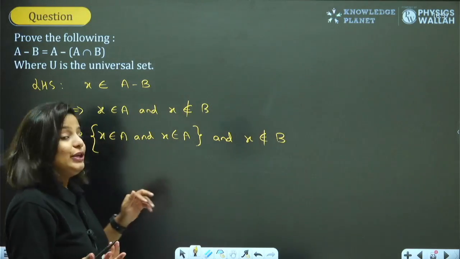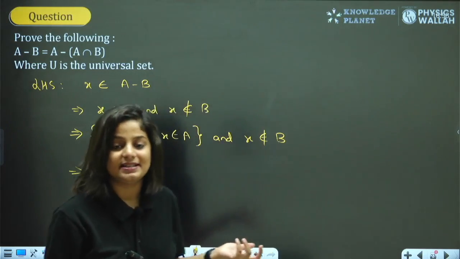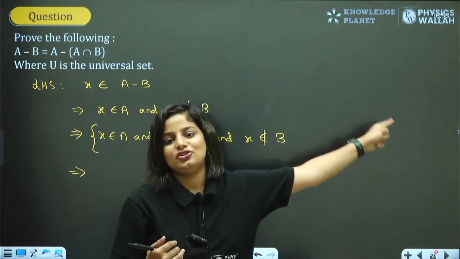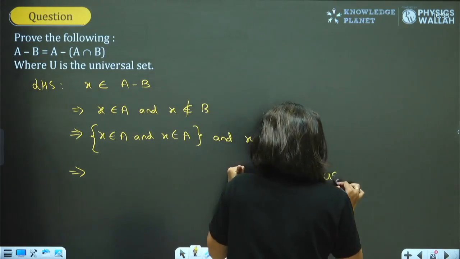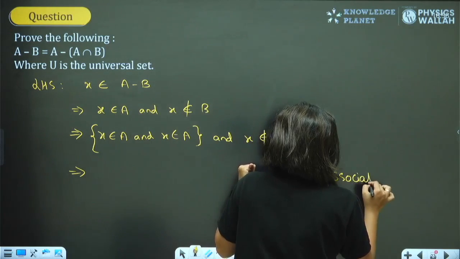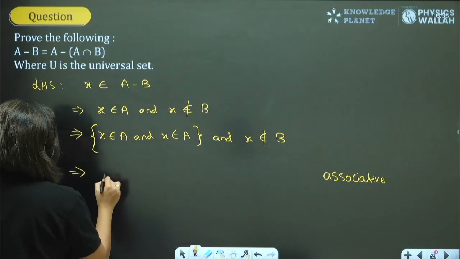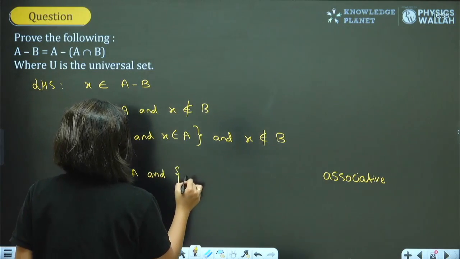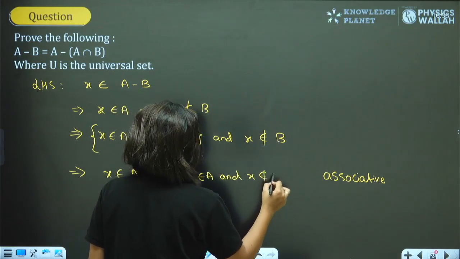Let's use the associative property. What does associative property say? Remember union, union, union? We just shift the brackets. Intersection, intersection, intersection. Just the position of bracket shifts. Nothing else. So here also you can see and. I'm just shifting the position of bracket. X belongs to A and X belongs to A, X doesn't belong to B.